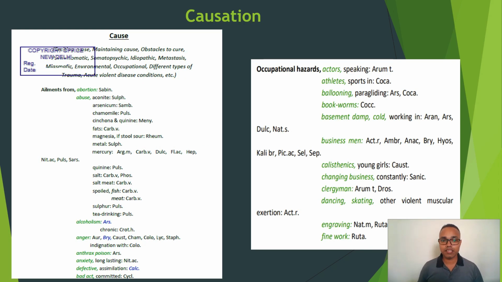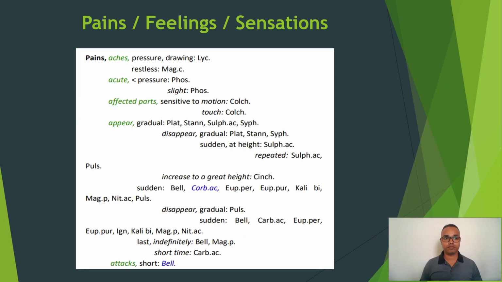Here you can see there are 2 examples of rubrics and sub-rubrics of them in the cause chapter. Always remember that no plant grows without seed and no disease is without cause. The next, second chapter is pains, feelings and sensations, because sensation only occurs in a particular body part, whereas feelings occur in the whole body.